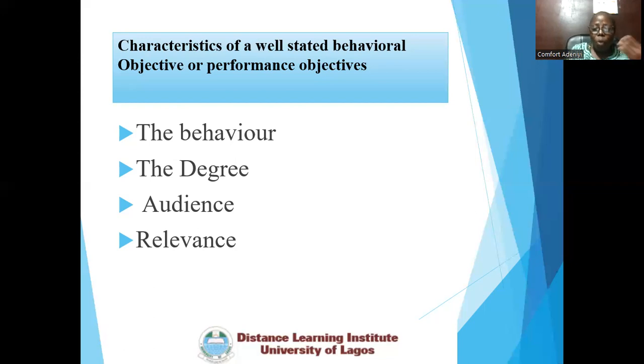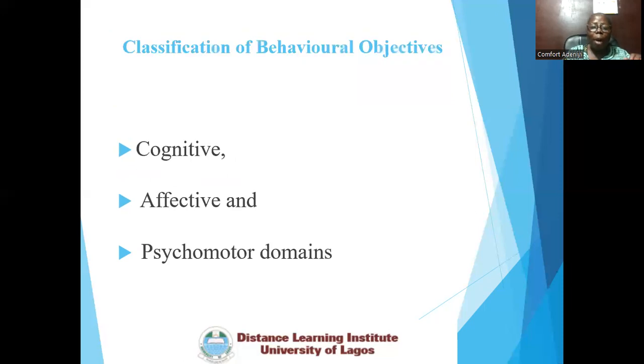Then the last characteristic here is the relevance. That is, the objective must be relevant to the age of the student, to the content we're about to teach, and to the background of the student. For example, you cannot be setting objectives for quadratic equation, and then set questions on linear equation. If the content you are to teach is quadratic equation, then the objective should also be based on that. The objective must be relevant, especially to the content you are teaching or about to teach.